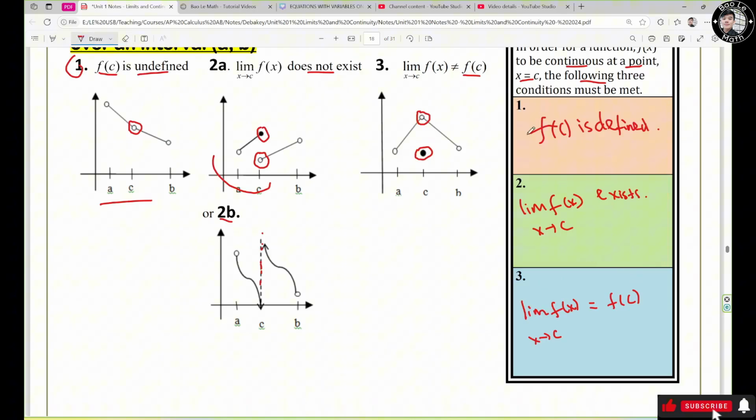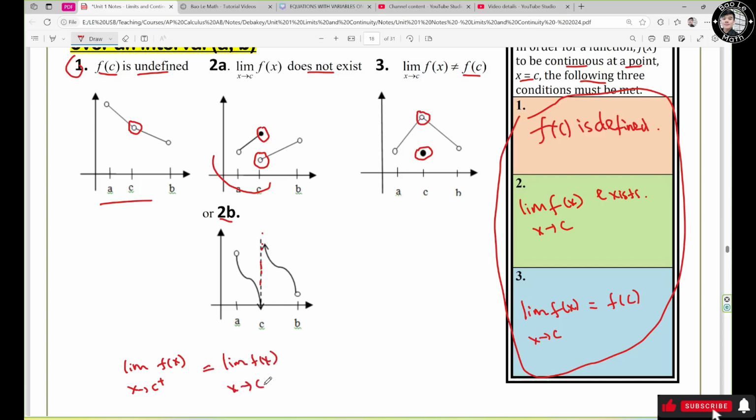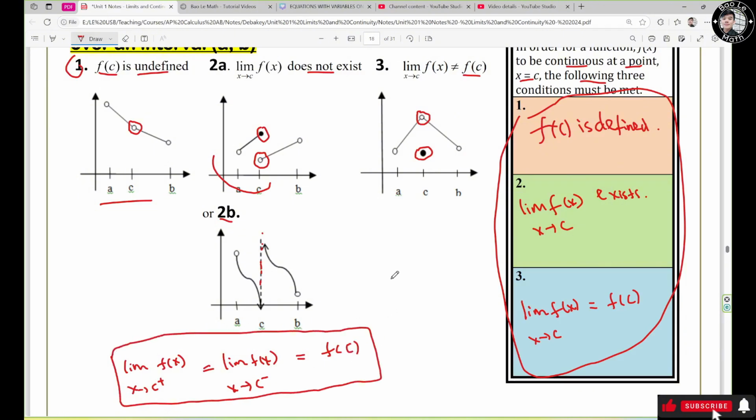In other words, I can combine these 3 elements by writing the limit of the function f of s when s approaches c plus equals the limit of the function f of s when s approaches c minus equals f of c. So keep that in mind. In order for the function to be continuous, you must not have this gap.